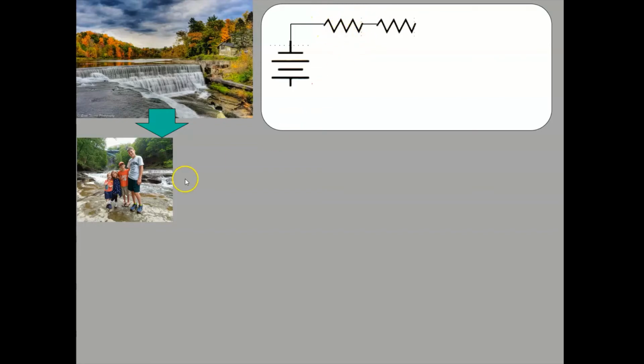We'd represent it like this, and since these rocks in this bend in the stream slow down the flow of water, we consider those resistors. So rocks and a bend in the stream slowing stuff down.